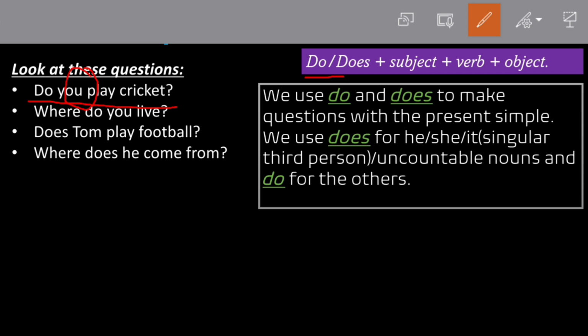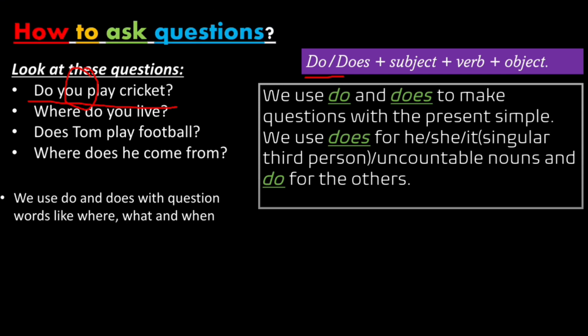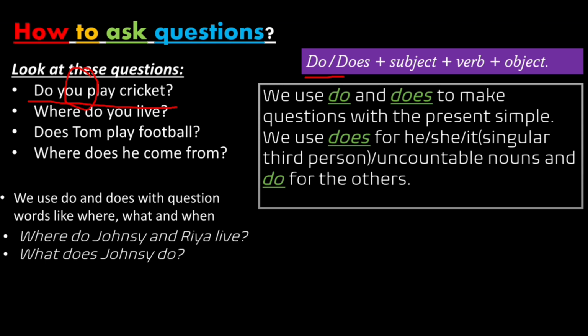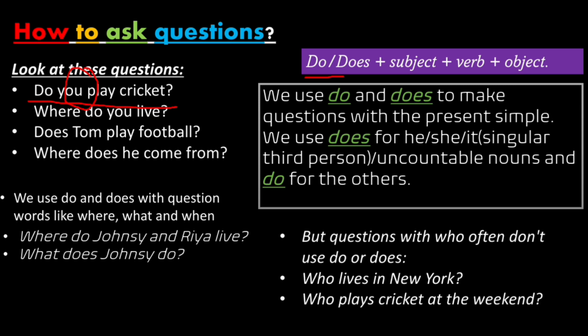And the structure is: first question word, then do or does, plus subject plus verb plus object. So we use do and does with question words like where, what, and when. For example, where do Johnsy and Ria live? What does Johnsy do? But questions with who often don't use do or does.